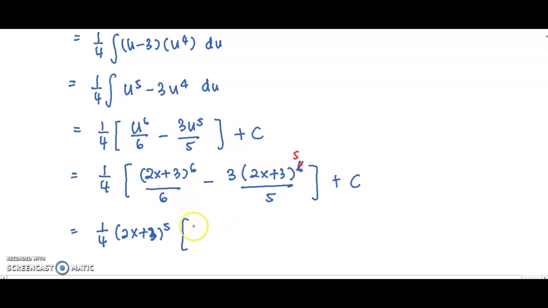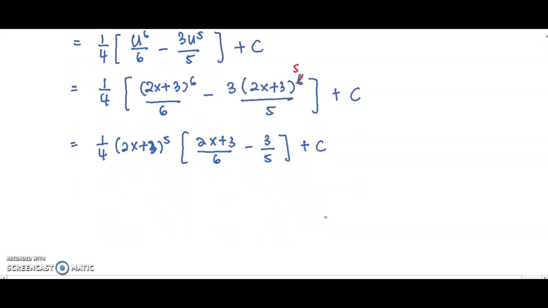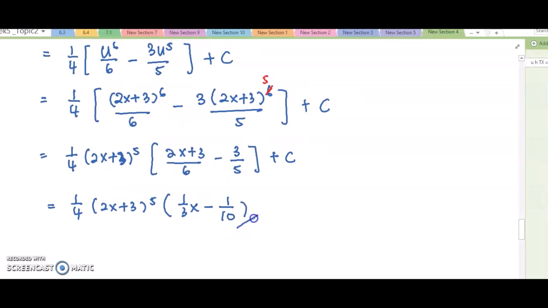Then what is left inside the bracket? You still have 2x plus 3 over 6 minus 3 over 5. And keep on simplifying the bracket, because what is inside the bracket can still be simplified. You get 1 over 4, 2x plus 3 to the power of 5. Inside here I have 2 over 6, that is 1 over 3 x. 2 over 6 x is 1 over 3 x. And then 3 over 6 minus 3 over 5. Alright, that's it.